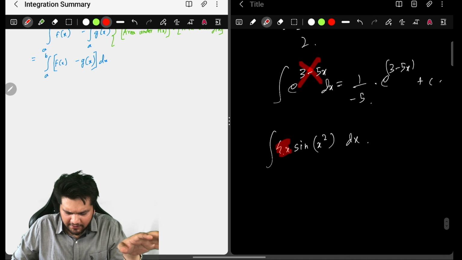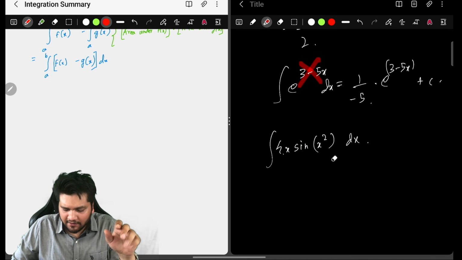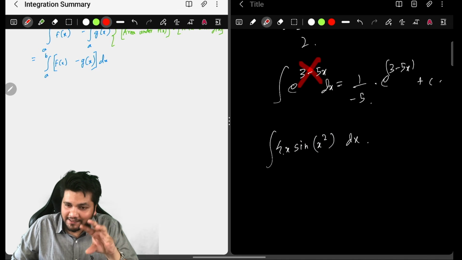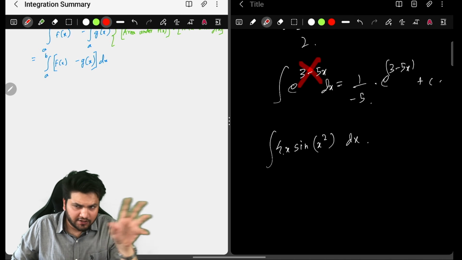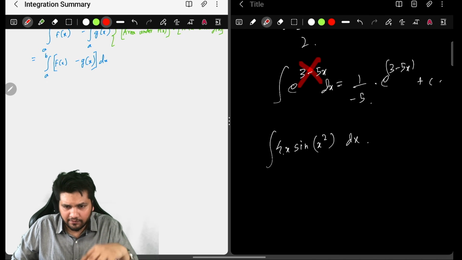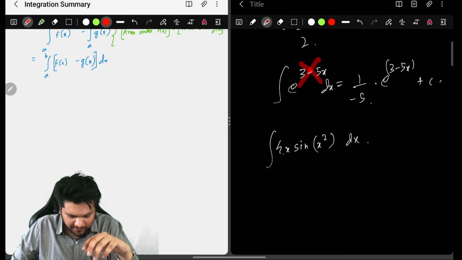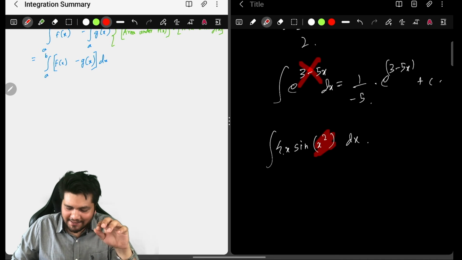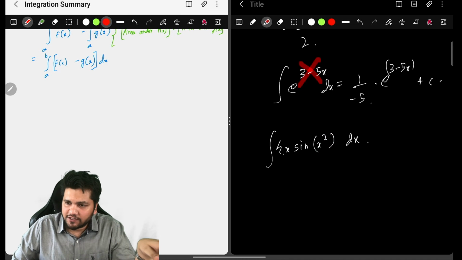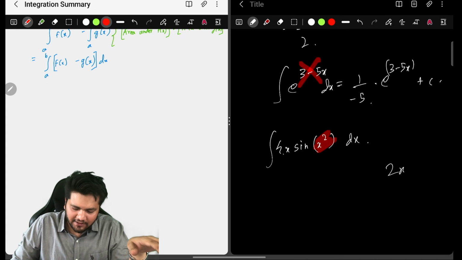So see, there are 3-4 functions. 4x is there, obviously it's not a composite function. Sine of x square is a composite function, and what is inside it is x square. There is a proof for this as well, which we are not going to do, but I'm just going to give you a shortcut because it's a revision thing. Whatever is inside, x square, you just see whether its derivative is outside or not. The derivative of x square is nothing but 2x. Just see whether it is there or not.